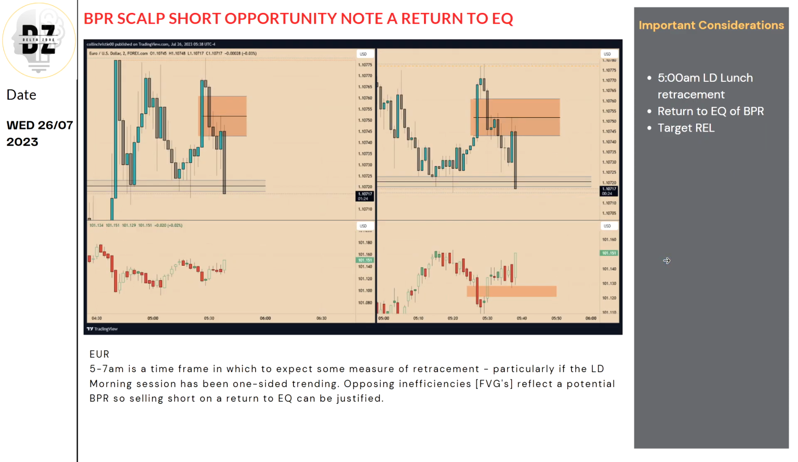Moving on. Again, later in the same day, this is near London lunch, we are able to see the formation of another balanced price range, okay? And we note the initial respect of the equilibrium. And I actually traded this retest, so I'll show you that execution.